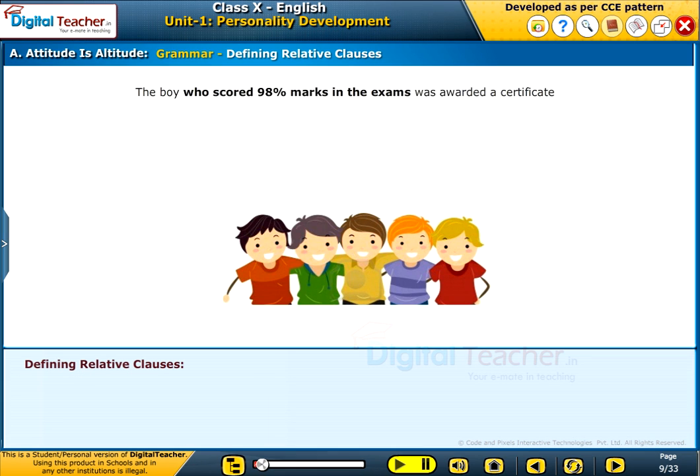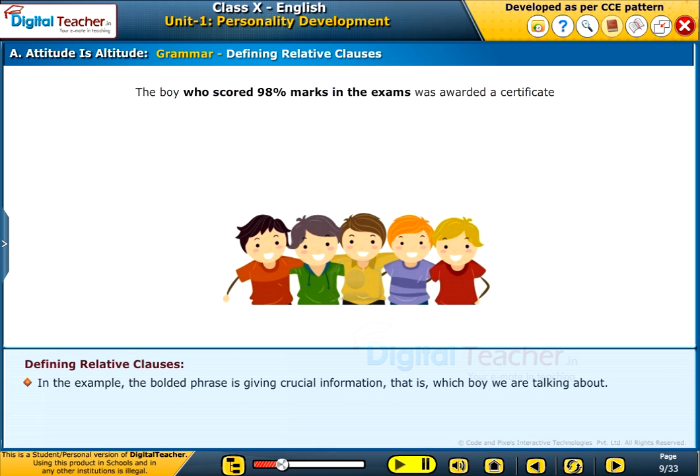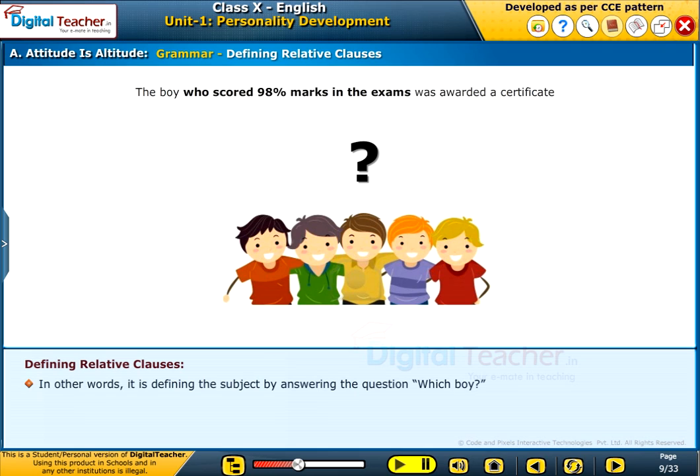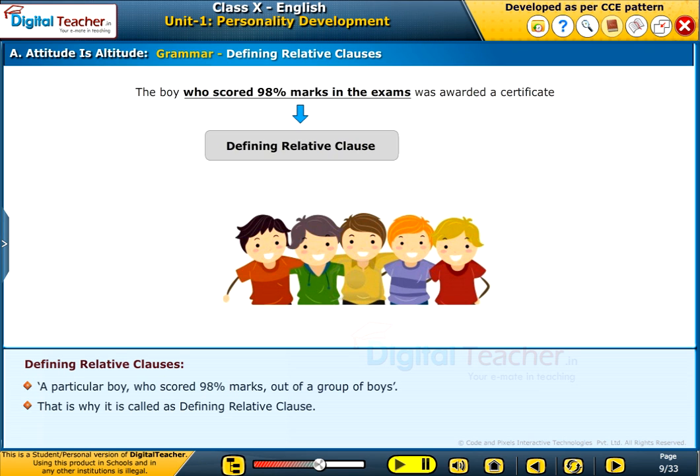Now, let us learn about defining and non-defining relative clauses. Look at the given example. The boy who scored 98% marks in the exams was awarded a certificate. In the example, the bolded phrase is given crucial information, that is, which boy we are talking about. In other words, it is defining the subject by answering the question, which boy? A particular boy who scored 98% marks out of a group of boys. That is why it is called defining relative clause.